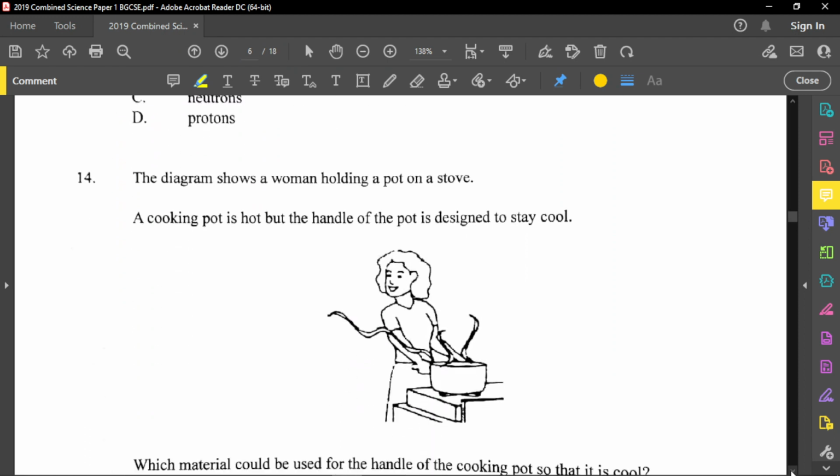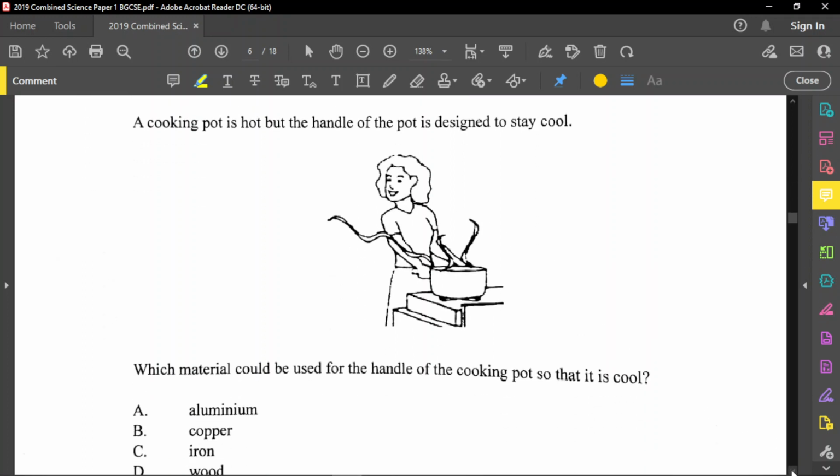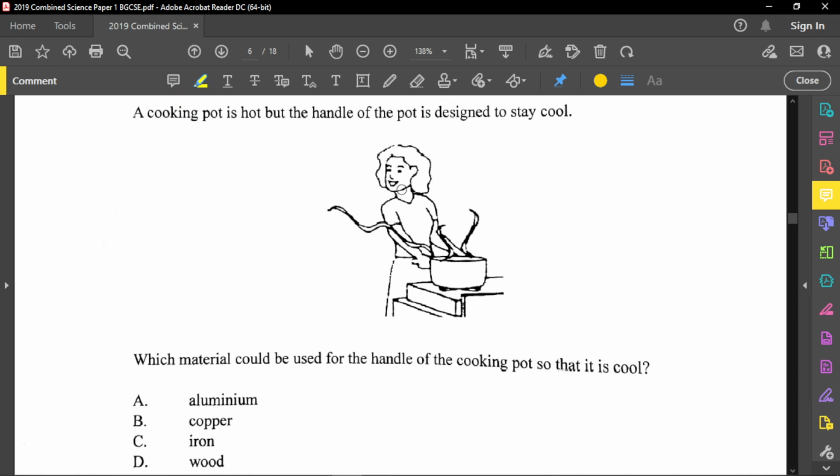For question number 14, it states that the diagram shows a woman holding a pot on a stove. A cooking pot is hot, but the handle of the pot is designed to stay cool. So if she holds on to the handle and is laughing like this, then it cannot be hot at all. Because if it was hot, she'd be crying or flashing her hands. So she's cooking very happily.